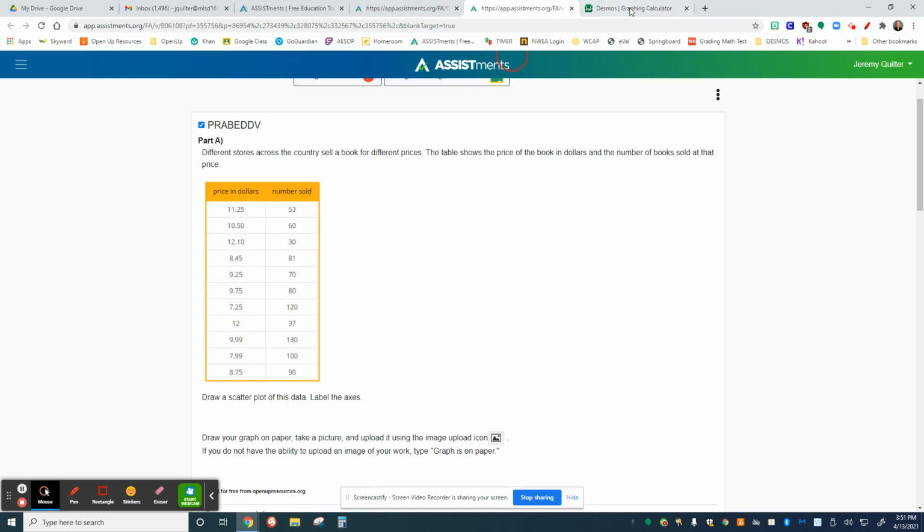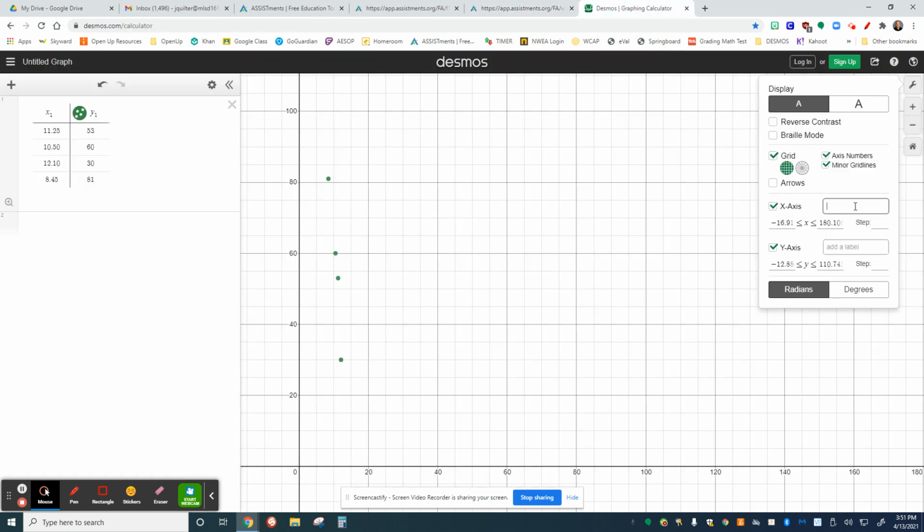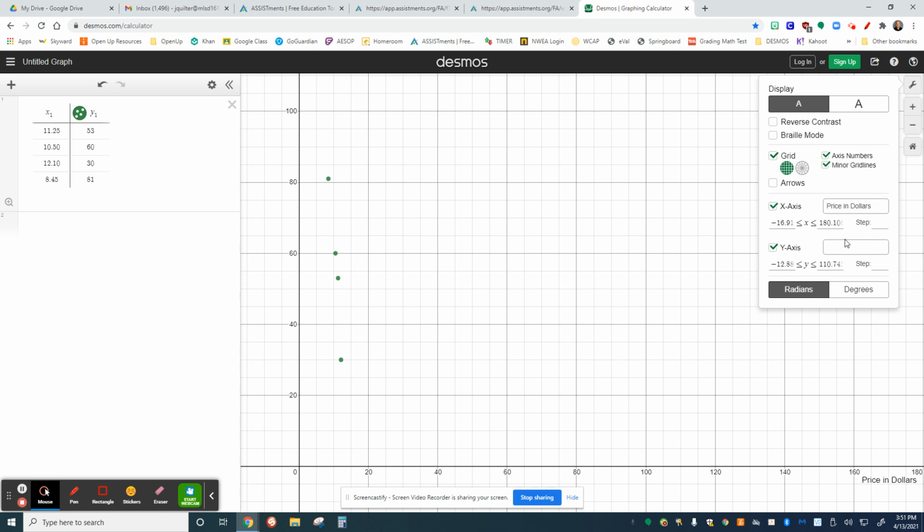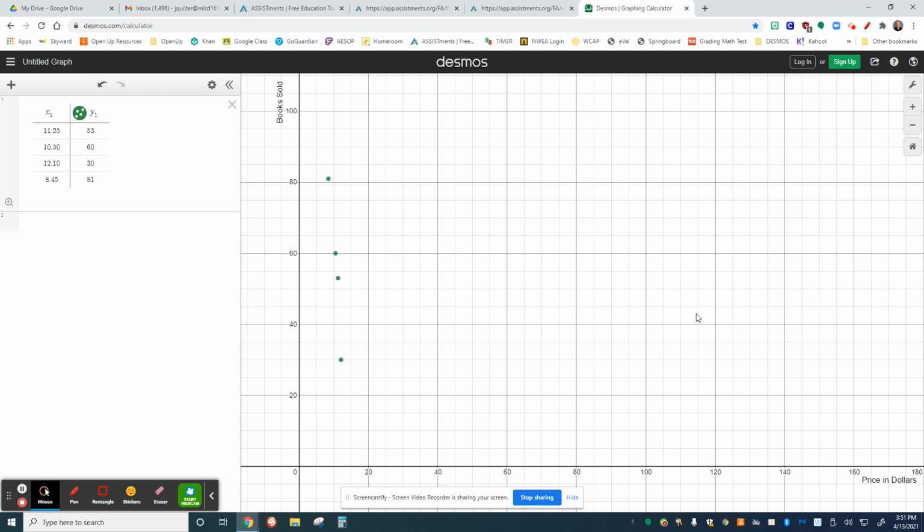Go ahead and enter those values here, the price in dollars. You can see down there in the lower right hand corner it's starting to show up right down here. And then for the y-axis we had books sold. Now one cool thing you can do after you get all of your data on here is you can click on this little box right here.